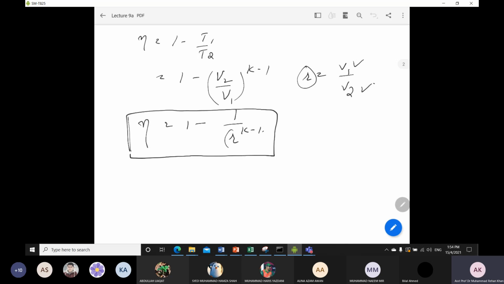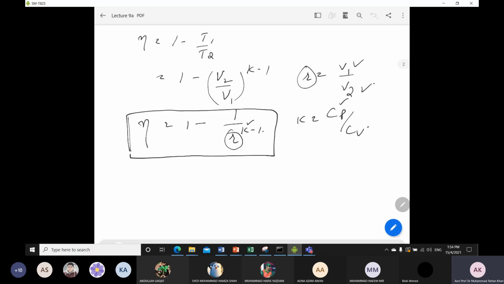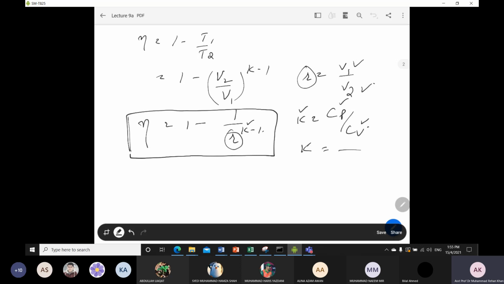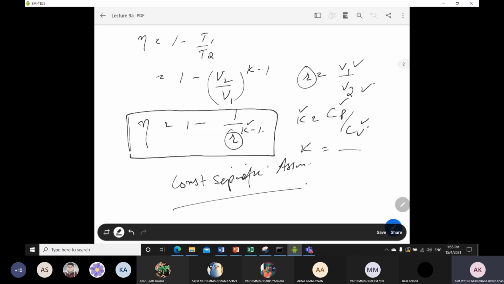So here, if the compression ratio is mentioned in your question, and the K value, where K is equal to Cp over Cv, the specific heat ratio, you can easily find this value for air in your thermodynamic table. We will see what these values are, and by using these two values you can easily find the value of K, which is fixed for air or any working fluid. Okay, and this equation is only valid for your constant specific heat assumption. If there is variable specific heat, then we will see what the procedure is for it.